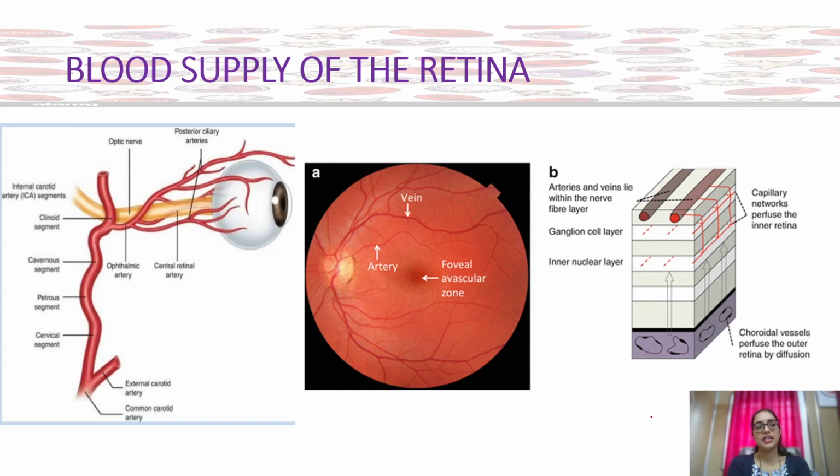Moving on to blood supply. The blood supply of the eye is derived from the terminal branch of the internal carotid, which is ophthalmic artery.